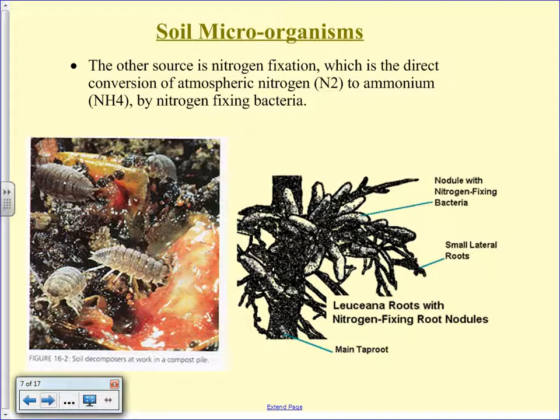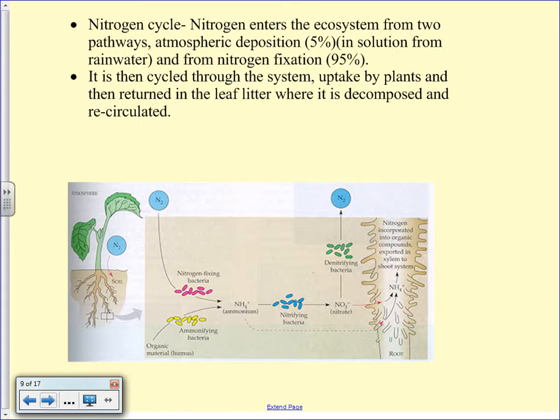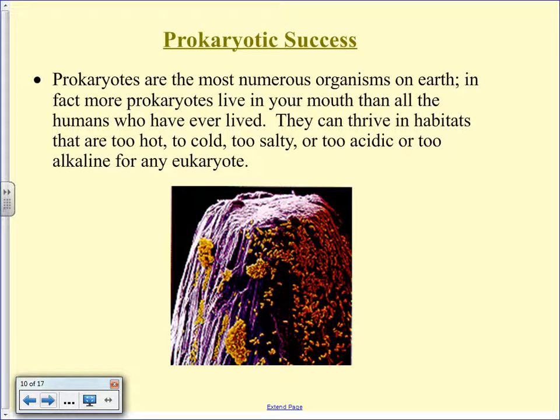And you see those in like compost and in soil and things like that. So these are little sow bugs. These are not bacteria. They're little insects. But in that compost, there would be lots of nitrogen-fixing or ammonifying bacteria that can change nitrogen from one form to another. And we're going to skip all that stuff about nitrogen fixation because we don't need to know about that.